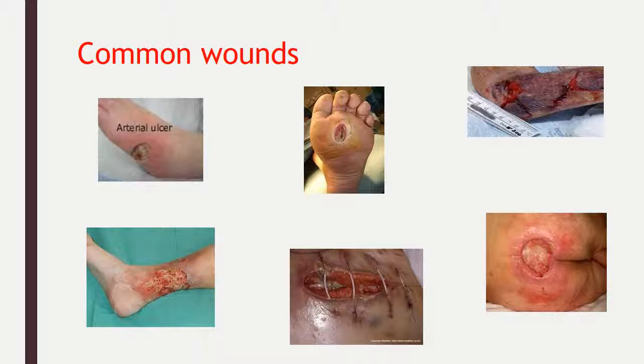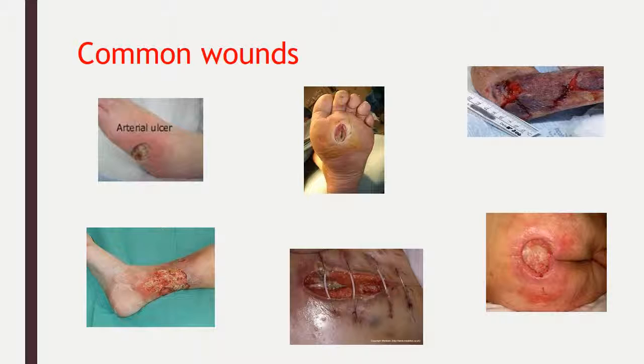You'll see a skin tear. You'll generally see that in the elderly population that has real frail, thin skin. In the middle is a picture of a diabetic ulcer, generally found on the plantar portion of the feet. On the left is an arterial ulcer. Also, you find those generally on the feet.